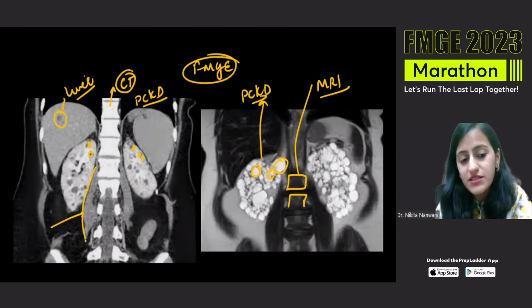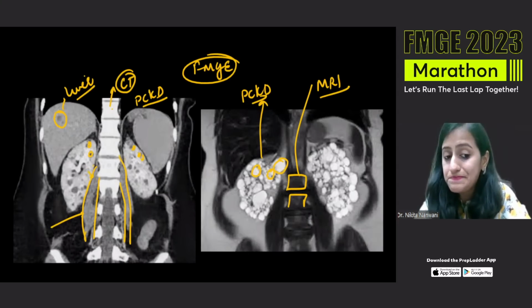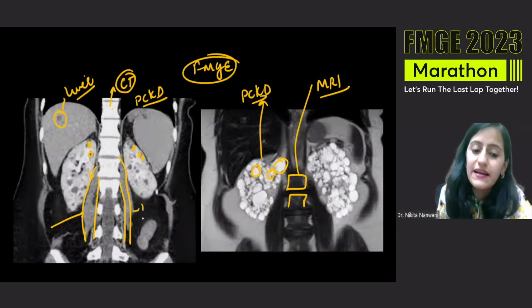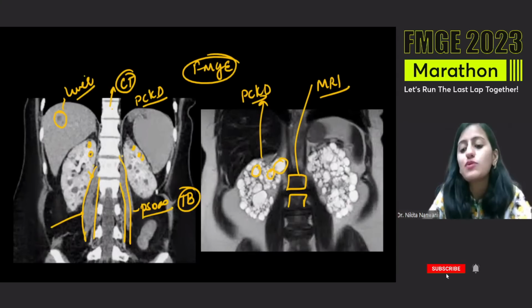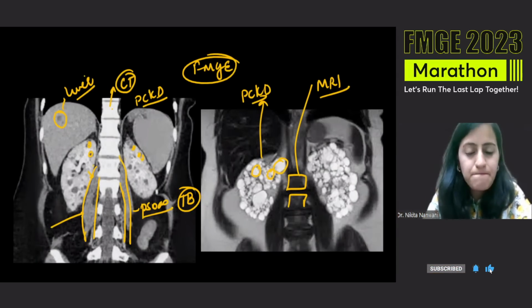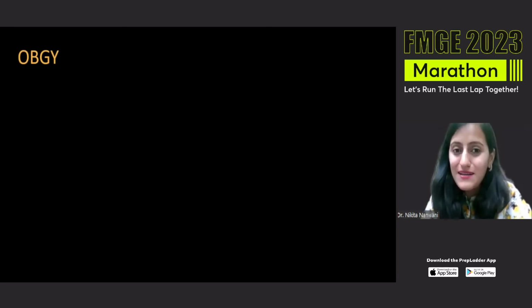What is this structure here? Anyone, what is this structure here that you are seeing? Medial and behind the kidney, that is going to be what muscle? That is the psoas muscle, which can be affected in TB. TB mein hota hai psoas abscess. So whenever it's psoas abscess, we think about TB. Okay. Right. So we are done with the uroradiology part.